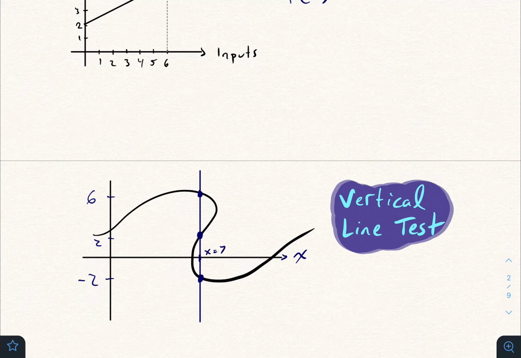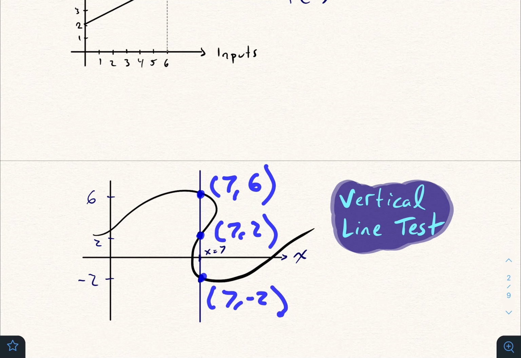The way that you can see why that is true is as follows. So here I have some points labeled, so my horizontal axis, my inputs, are labeled by x. And this right here corresponds to an x value of 7. This line right here is literally defined to be the line x equals 7, because the x coordinate is 7 for all of the points on this line. Anyway, so if you look at these points on the graph, the Cartesian coordinates would be (7, 6), (7, 2), and (7, -2).